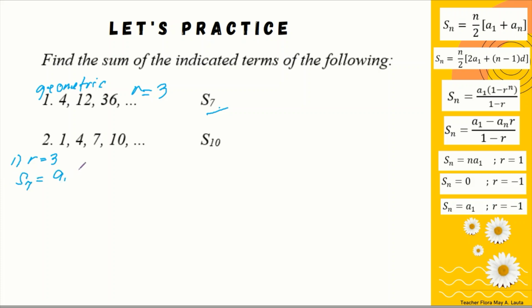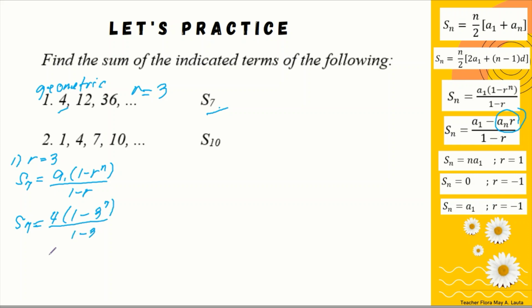Our formula for S sub 7 is a sub 1 times 1 minus r to the power of n, divided by 1 minus r. So we are going to use this formula because, again, we cannot use the other one, as we do not know our a sub n. If you want to use that, you have to find a sub 7 first. Okay, so let's just use the first formula. S sub 7 is equal to a sub 1.